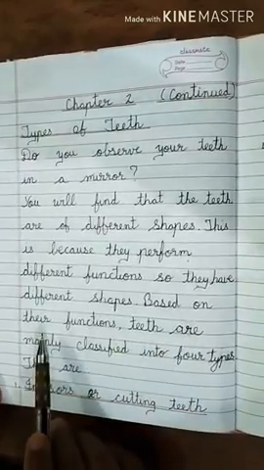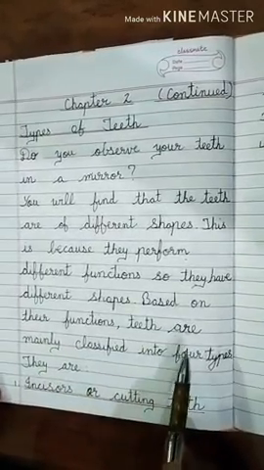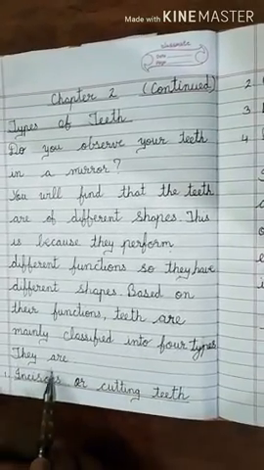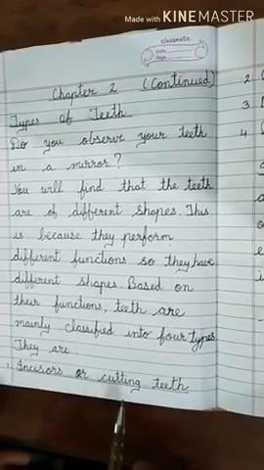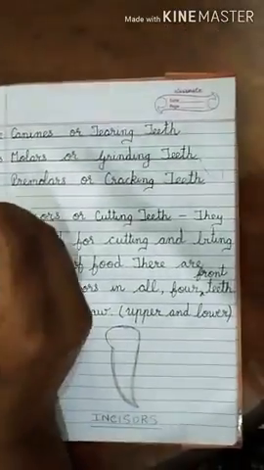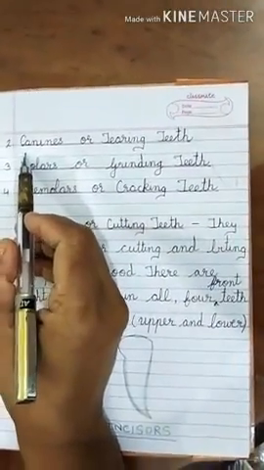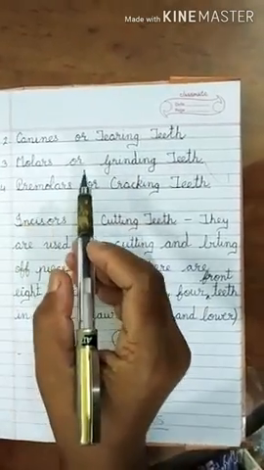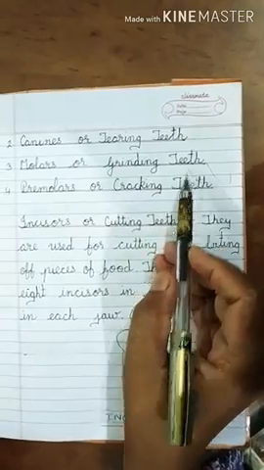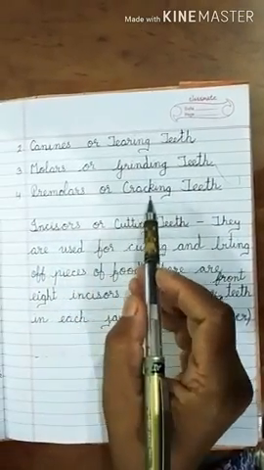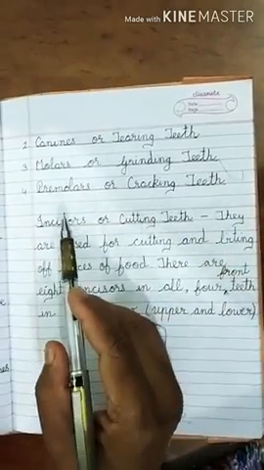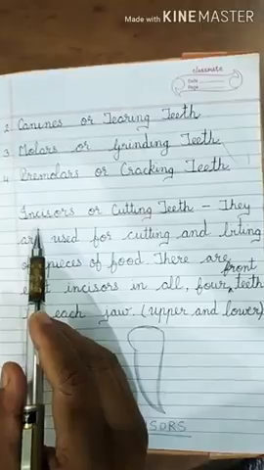Based on their functions, teeth are mainly classified into 4 types. They are incisors or cutting teeth, number 1. Canines or tearing teeth. Molars or grinding teeth. Premolars or cracking teeth. Let's study about all these 4 types of teeth. We'll go for the first one.